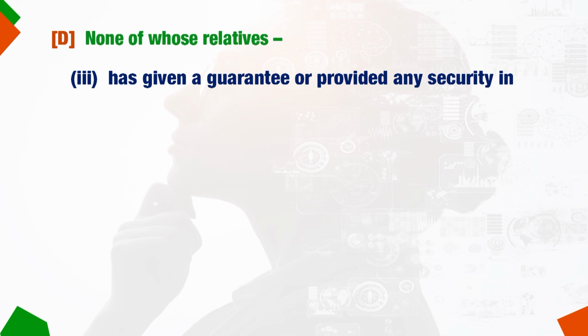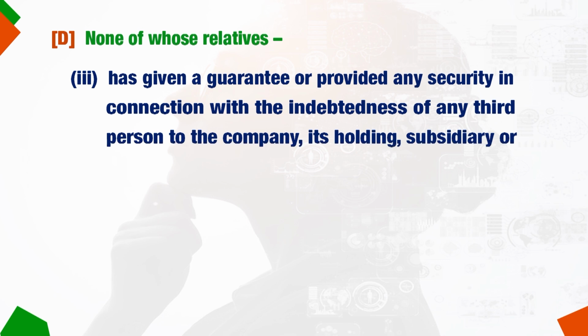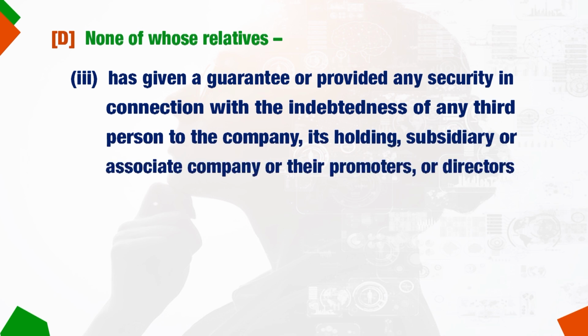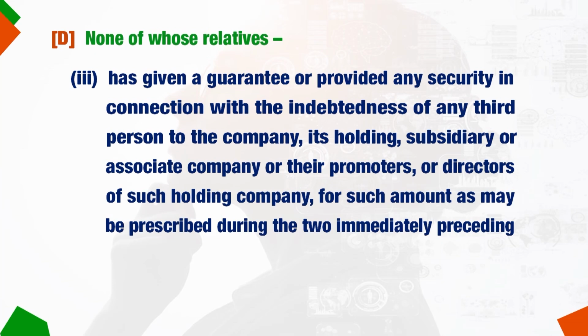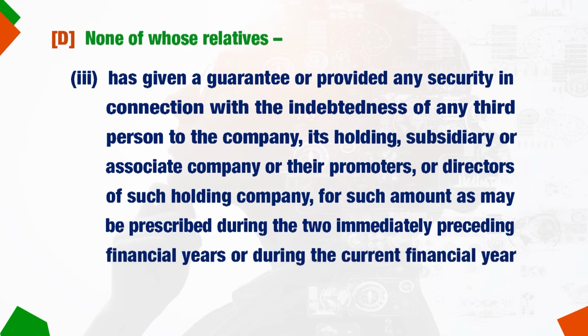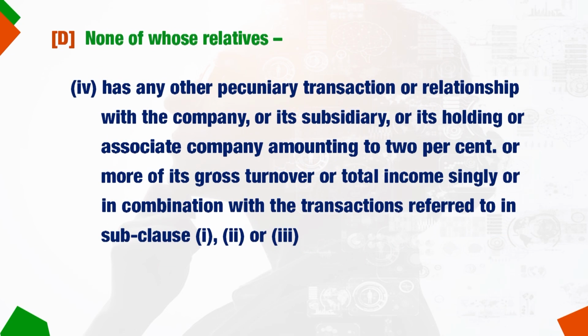Number three, has given a guarantee or provided any security in connection with the indebtedness of any third person to the company, its holding, subsidiary or associate company, or their promoters or directors of such holding company, for such amount as may be prescribed during the two immediately preceding financial years or during the current financial year. Or number four, has any other pecuniary transaction or relationship with the company or its subsidiary or its holding or associate company amounting to 2% or more of its gross turnover or total income, singly or in combination with the transactions referred to in subclause 1, 2 or 3.